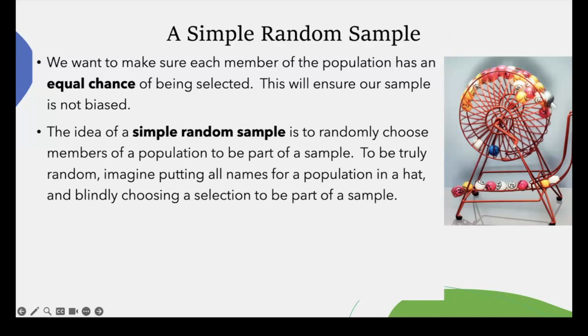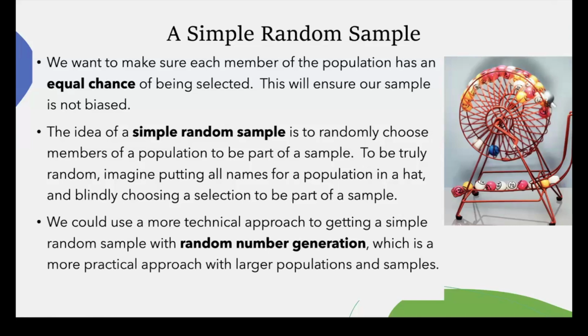To be truly random, imagine if you put all the names of a population in a hat and you blindly choose a selection to be part of a sample. That's something that was done when you were in school as a kid. And then in lotto games or bingo games, it's being done in a machine like this, where you rotate it and out come the numbers. Supposedly every one of these in here is unbiased. They're all the same and they have the same equal shot of coming out and being selected.